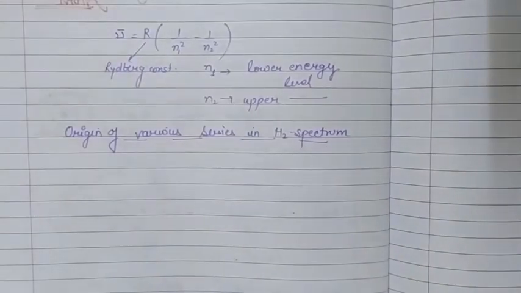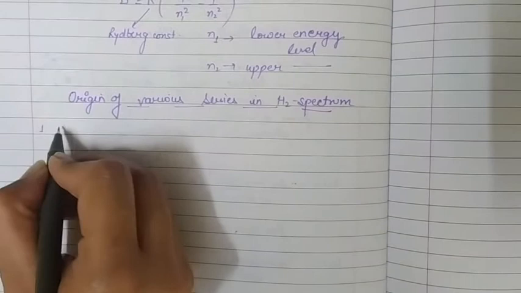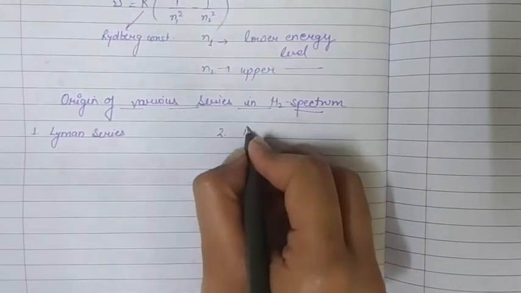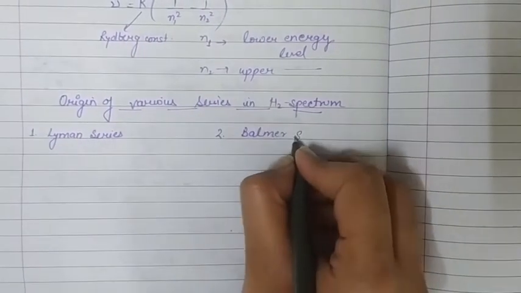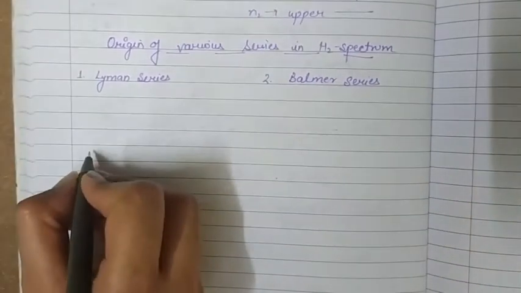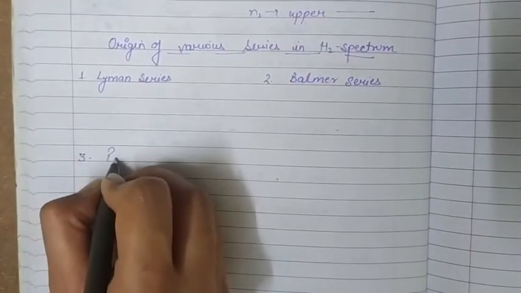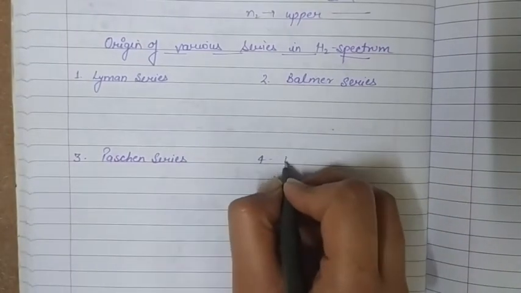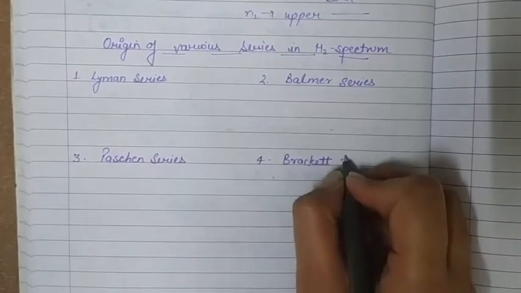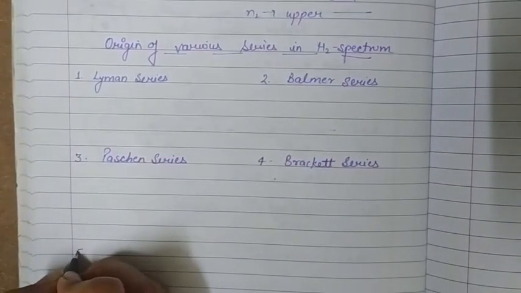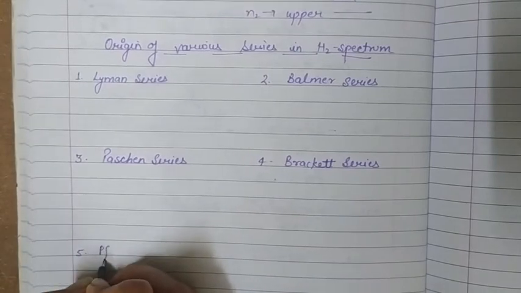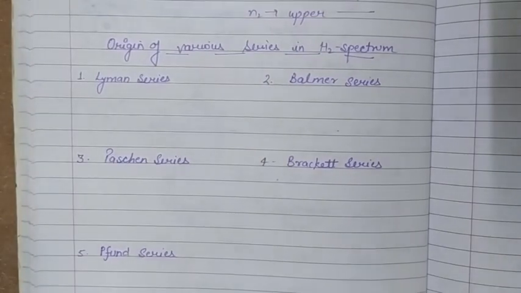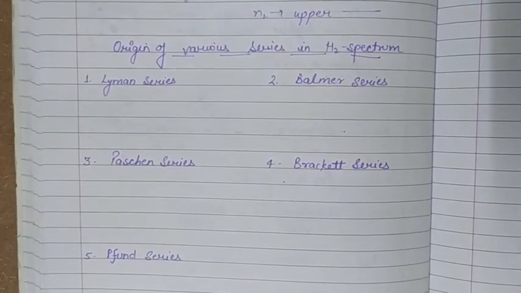So we have 5 kinds of spectral series. First is the Lyman series. Second is the Balmer series. Third is Paschen. Fourth, Brackett. And the last one, the fifth one, is Pfund. We write it as P-f-u-n-d, but we pronounce it as Pfund series. So these are the 5 spectral series that we get during the study of the hydrogen spectrum.